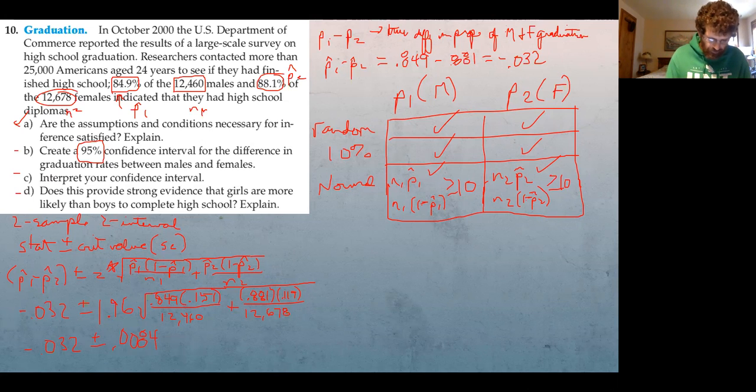Okay, so now I can actually set up my confidence interval. It's going to be negative 0.032 minus 0.0084, which gets me negative 0.0404. And then I'm going to add that margin of error to it, negative 0.032 plus 0.0084 gets me negative 0.0236.